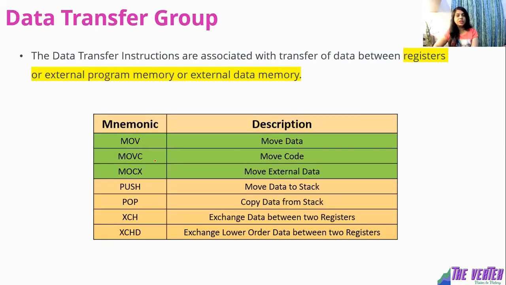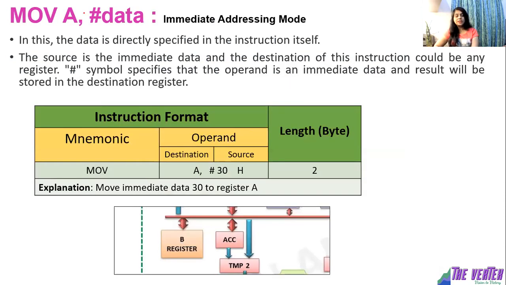Data transfer group instructions are MOV, MOVC, MOVX, PUSH, POP, XCH, and XCHD. In this video, I am going to explain these three move instructions under data transfer group. So let's start with the first instruction, that is MOV A comma hash data. This instruction belongs to immediate addressing mode and it comes under data transfer group of instruction. Why data transfer group of instruction?